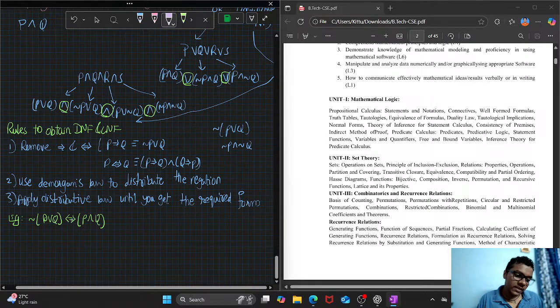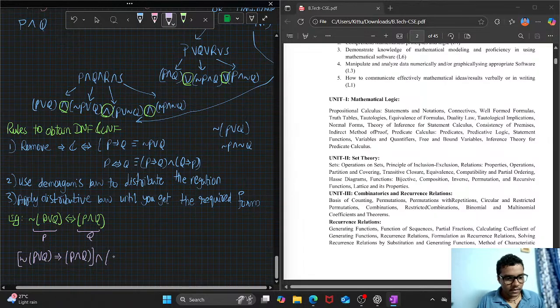So first you remove the bi-implication. You take this entire thing as P and this entire thing as Q, so it will be P implies Q. That means negation of P or Q implies P and Q. This is the first term. And so Q implies P, right? P and Q implies negation P or Q. I think the extra bracket is unnecessary.